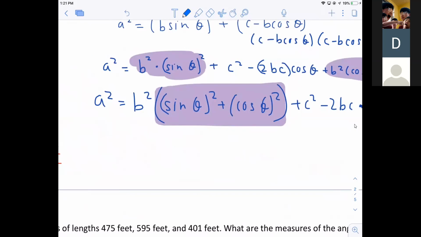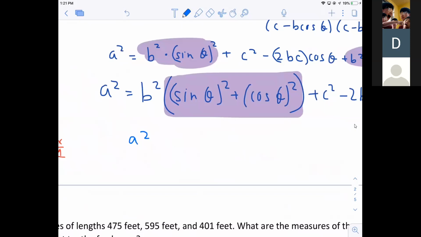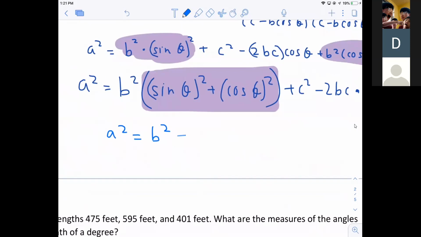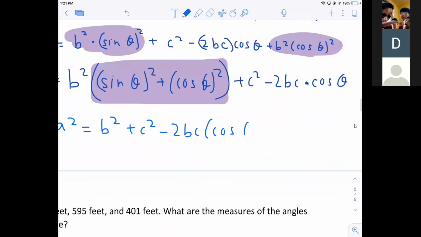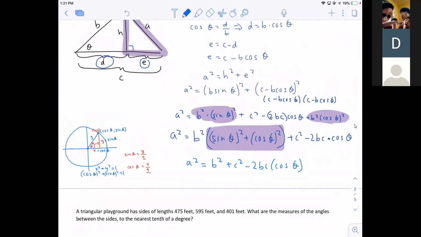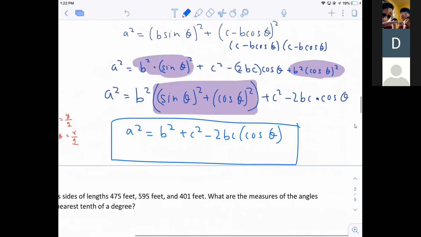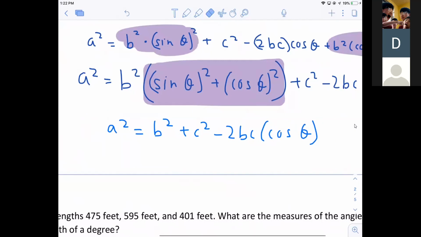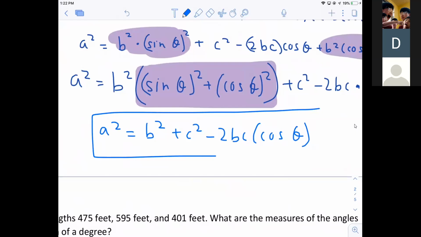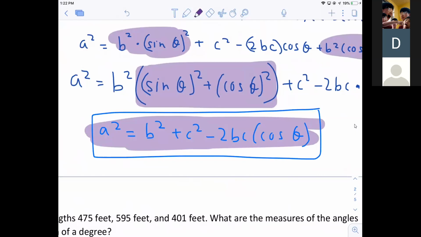So b squared times 1, all of this is equal to 1, is just b squared. So we can say a squared equals b squared plus c squared minus 2bc cosine theta. And that there, my friends, is the law of cosines. And this does look like the Pythagorean theorem. And it pretty much is the Pythagorean theorem. It's just modified, so it works for any triangle, and it does not need to be a right triangle. So that is our law of cosines. Bam. All right, so what do A, B, and C represent?